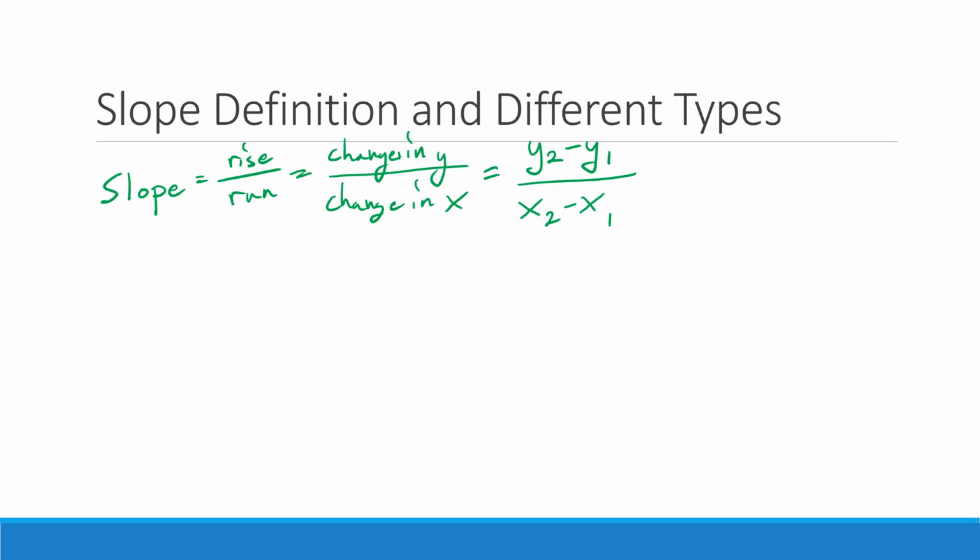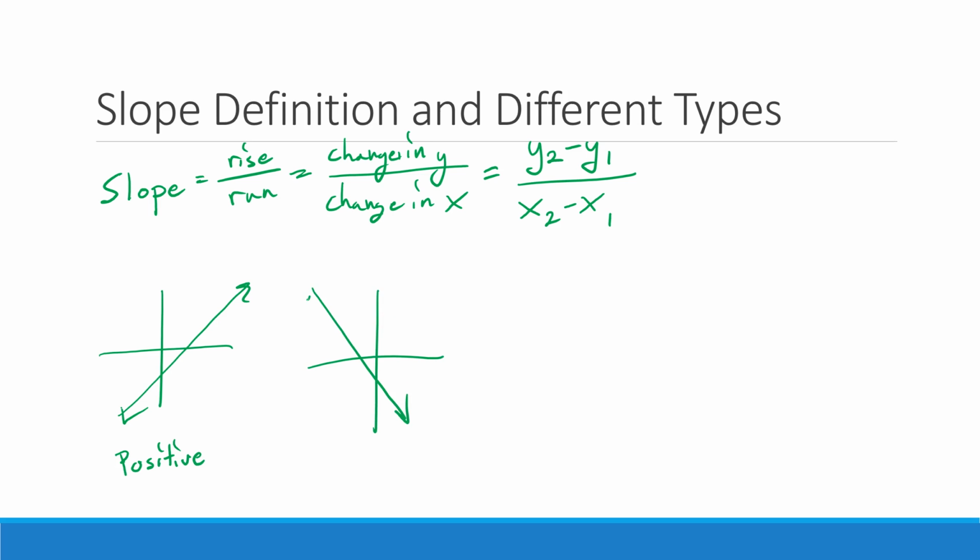Also, we can talk about, hey, let's say I have a line that's going up. So as I'm reading from left to right, this line is going up. What kind of slope will it have? Well, this has a positive slope. Every single line that goes up from left to right has a positive slope. And you can probably imagine lines that go down from left to right, these falling lines, they have a negative slope.